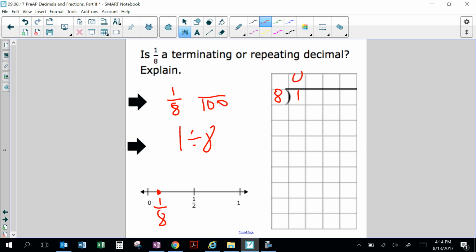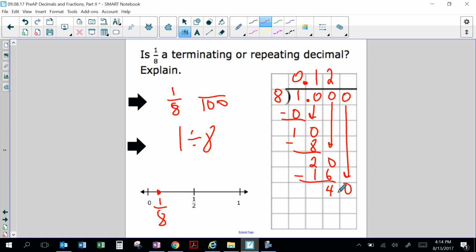Can 8 go in 1? 0 times. 1 is the remainder. Annex a decimal 0. Can 8 go in 10? 1 time. 10 minus 8 is 2. Annex another 0. Can 8 go in 20? 2 times. 4 is left over. Annex another 0. Can 8 go in 40? 5 times. We are done. So it's 125 thousandths. It is terminating.